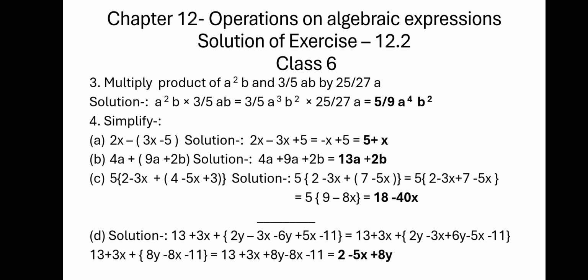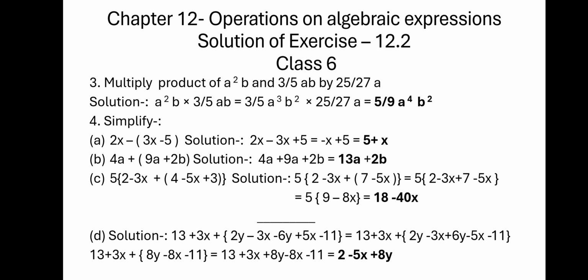So 13 plus 3x plus, now here 2y plus 6y is 8y, minus 5x minus 3x is negative 8x, and minus 11, that will give you all these terms in the curly bracket, 8y minus 8x minus 11. Then when you simplify the curly bracket, since there is a positive sign before it, there won't be any change.